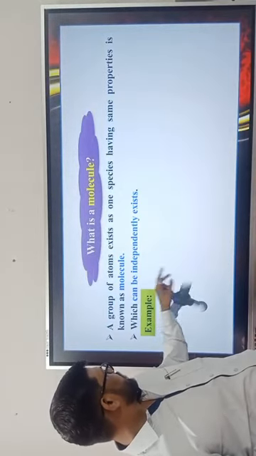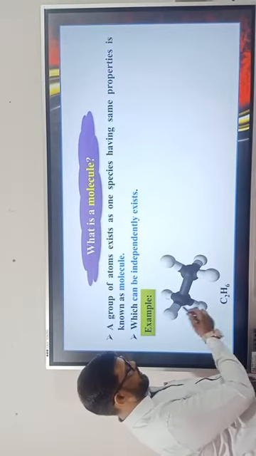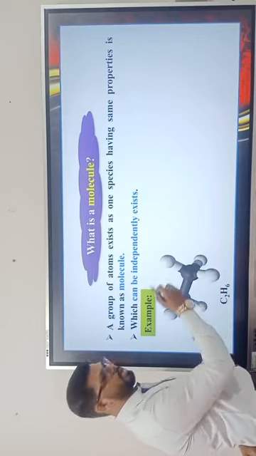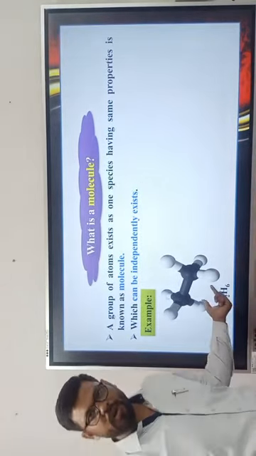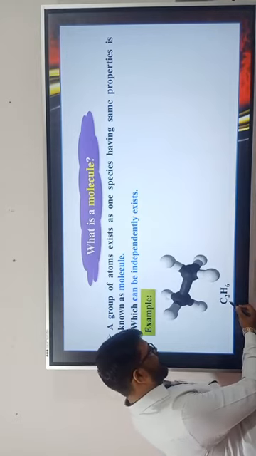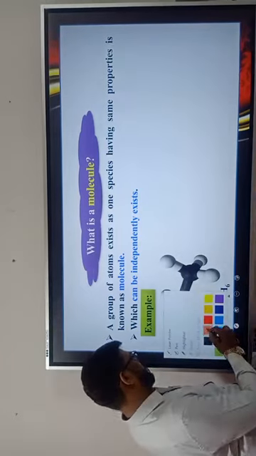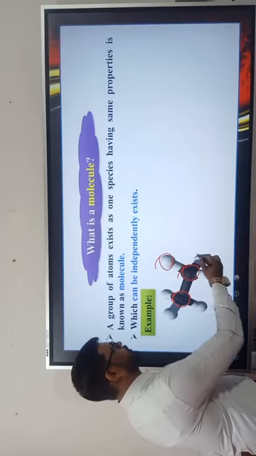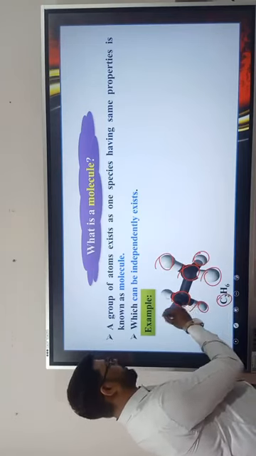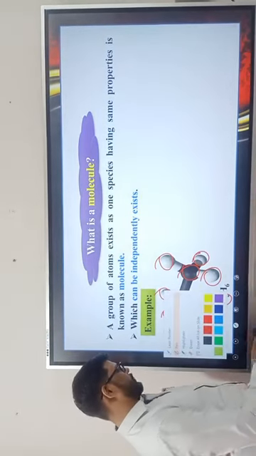Here I have an example in this slide. This is carbon, hydrogen, hydrogen. This is a representation of the second member of the alkane family, that is ethane. In this ethane, we can see that there are 2 carbon atoms and 6 hydrogen atoms. These are the carbon atoms, so this is your carbon atom, this is your carbon atom. 1, 2, 3, 4, 5 and 6 hydrogen atoms are there, right? So 6 hydrogen atoms and 2 carbon atoms are there.